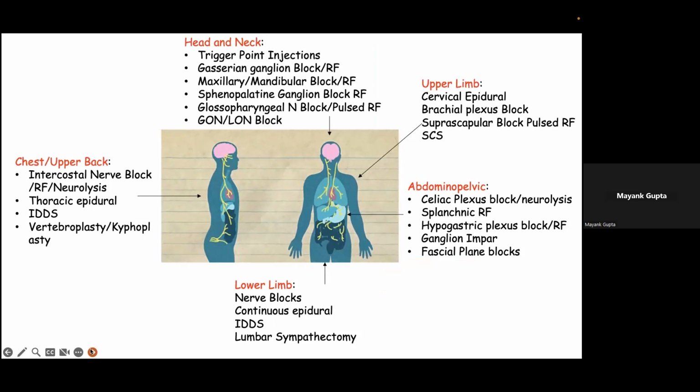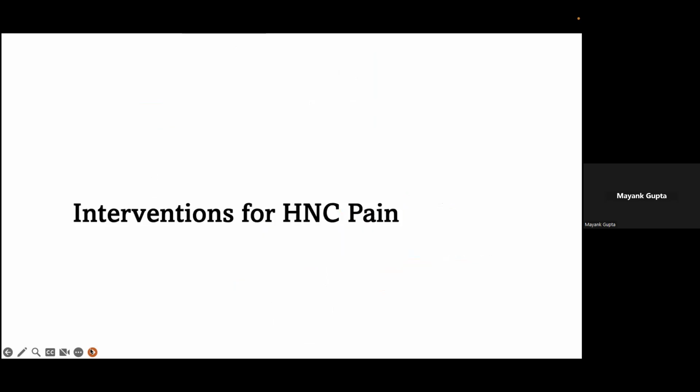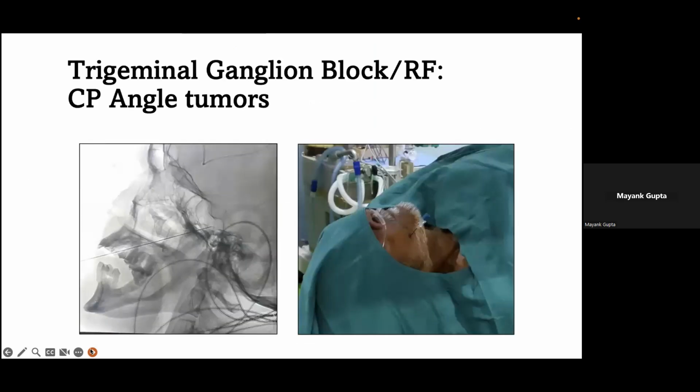There are certain interventions if the patient has head and neck cancer pain, or thorax or upper limb, or abdominal or lower limb pain. So what are the interventions that are available and have been found to be effective for management of head and neck cancer pain? Suppose a patient has a CP angle tumor or any other cancer of the head and neck, which is leading to pain in the trigeminal distribution. You can either go for a trigeminal RF, or you can go for a maxillary and mandibular approach. You can go for maxillary or mandibular, or a transcoronoid approach, or you can directly approach the foramen ovale and approach the Gasserian ganglion.